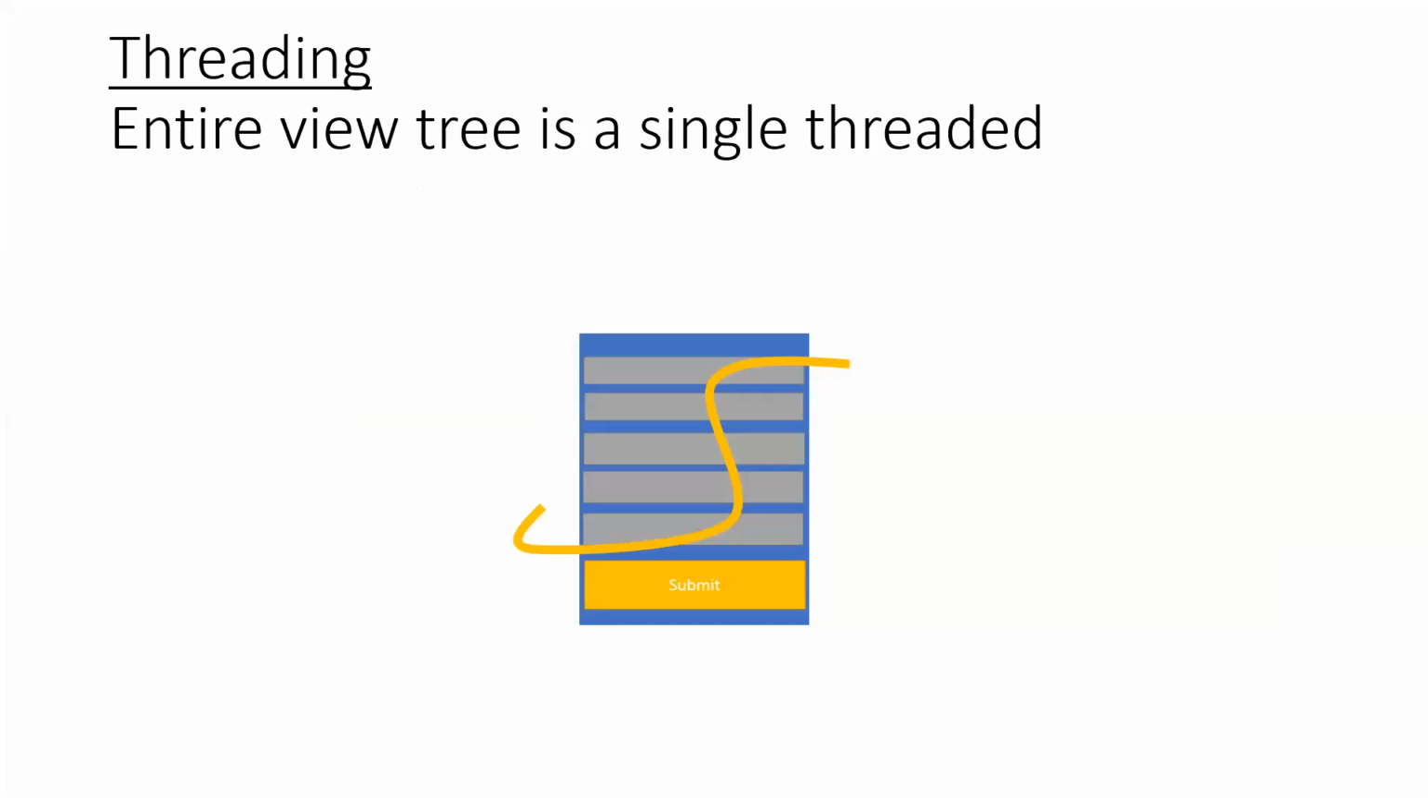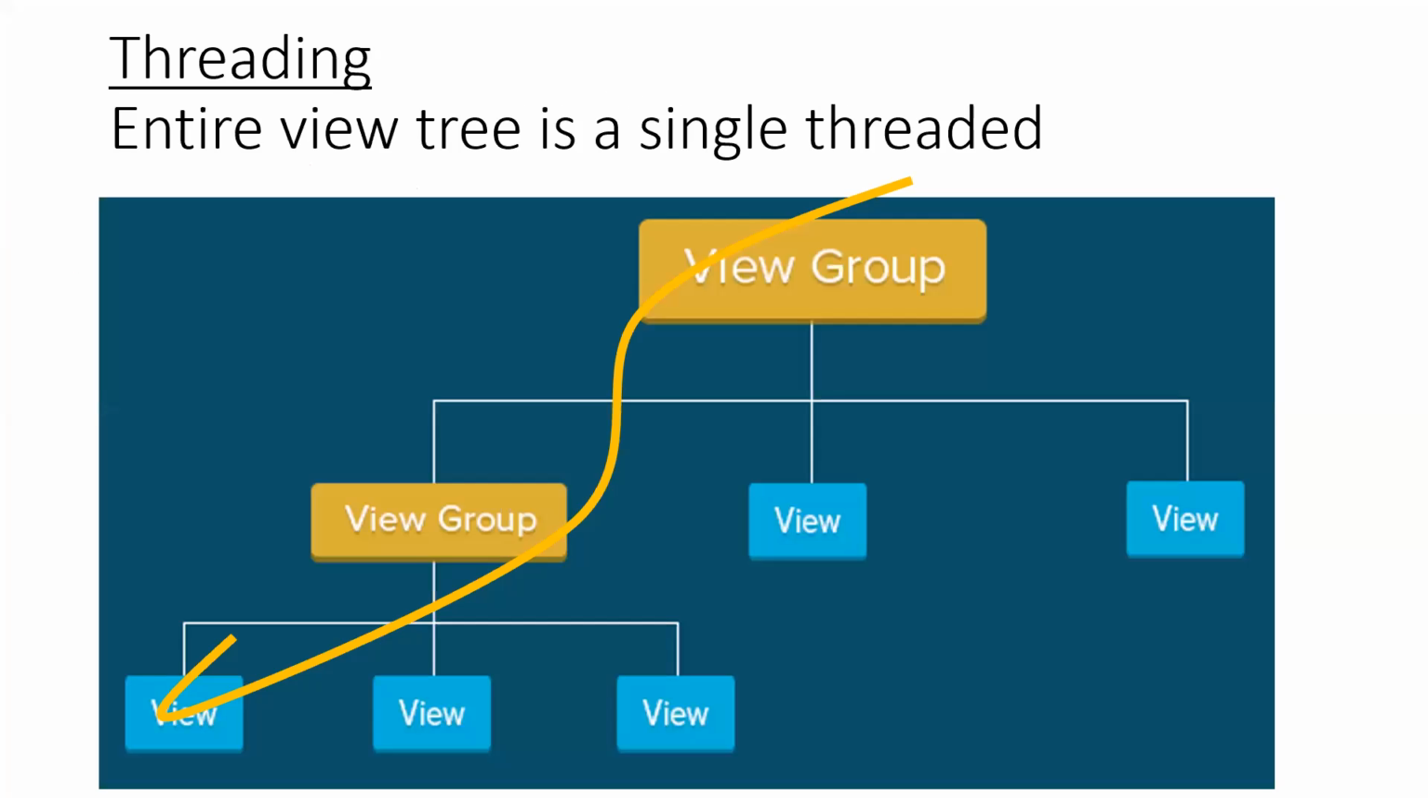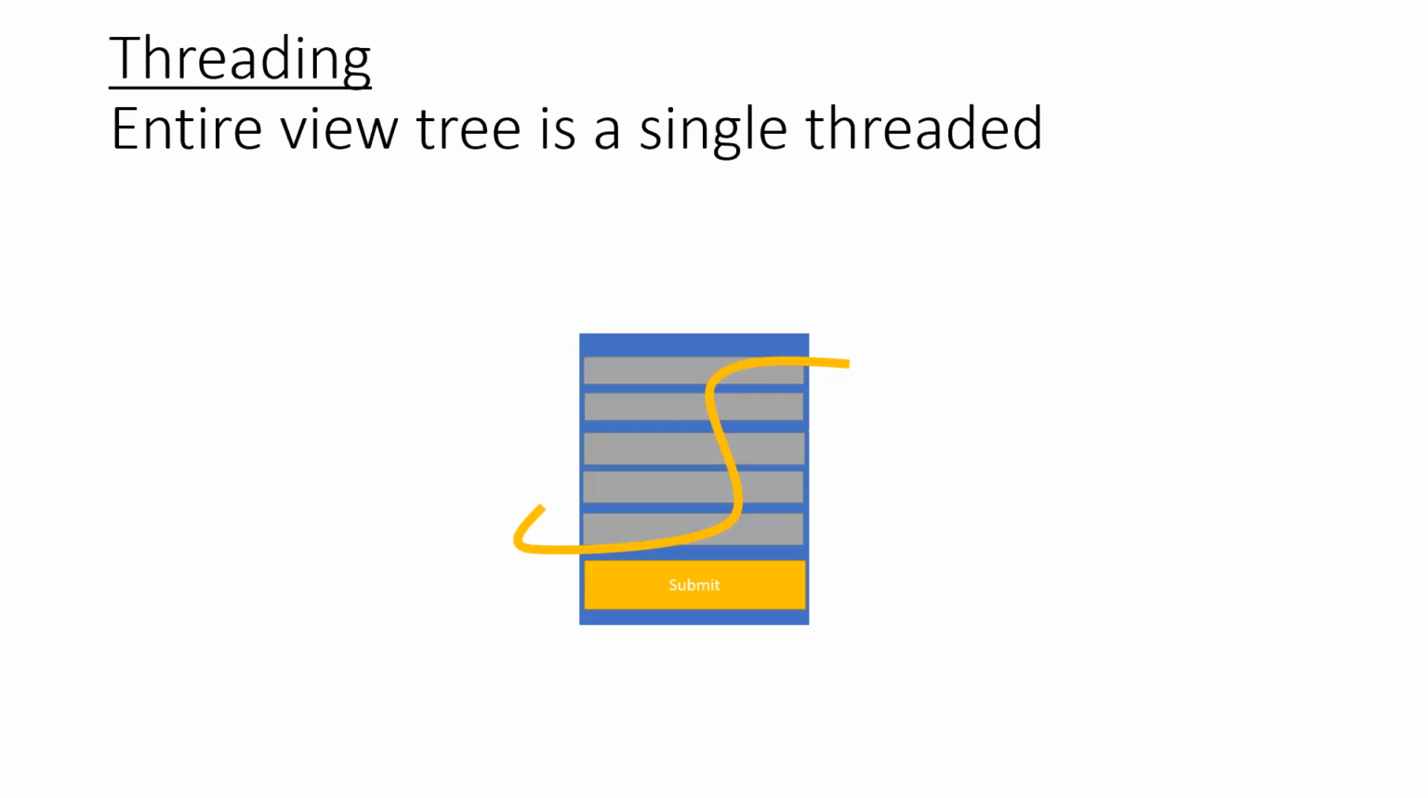In a tree form, or in a screen form, a visualized form, you can think like this. The entire view tree is single threaded. One thread is responsible for maintaining every activity that goes on one particular screen. So this is what it means.